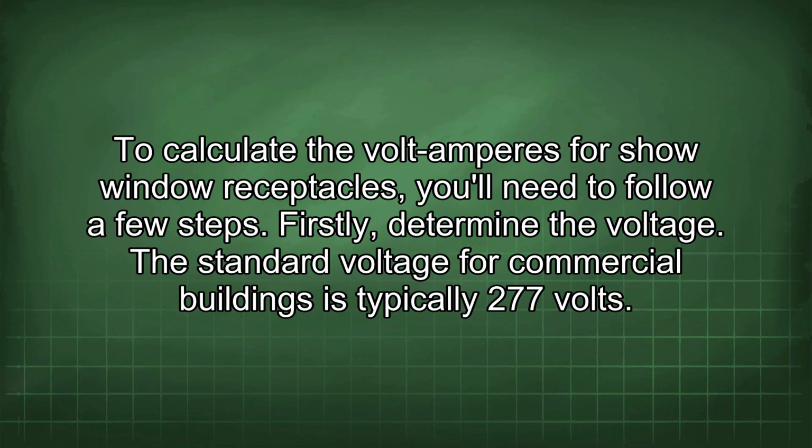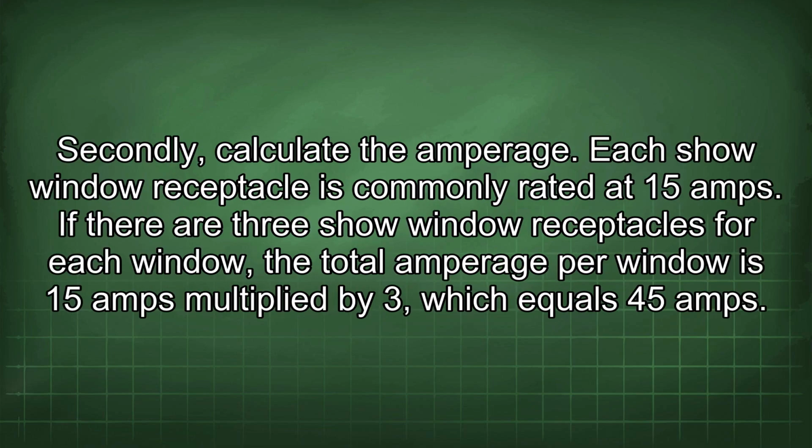To calculate the volt-amperes for show window receptacles, you will need to follow a few steps. Firstly, determine the voltage. The standard voltage for commercial buildings is typically 277 volts. Secondly, calculate the amperage. Each show window receptacle is commonly rated at 15 amps.